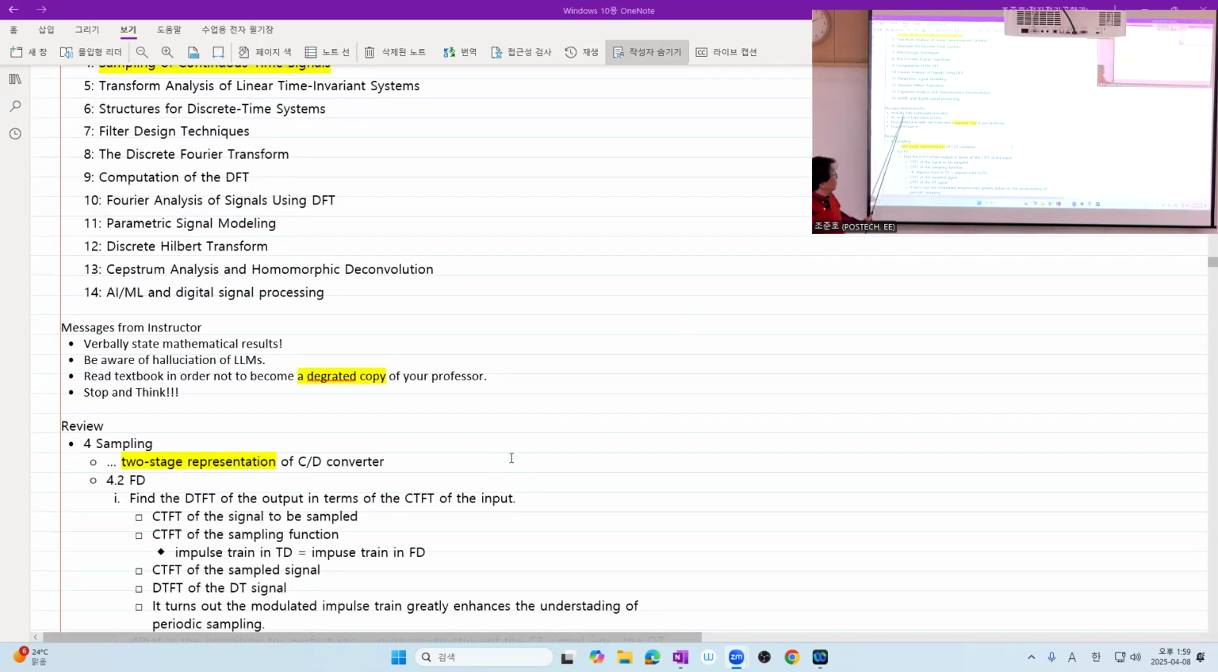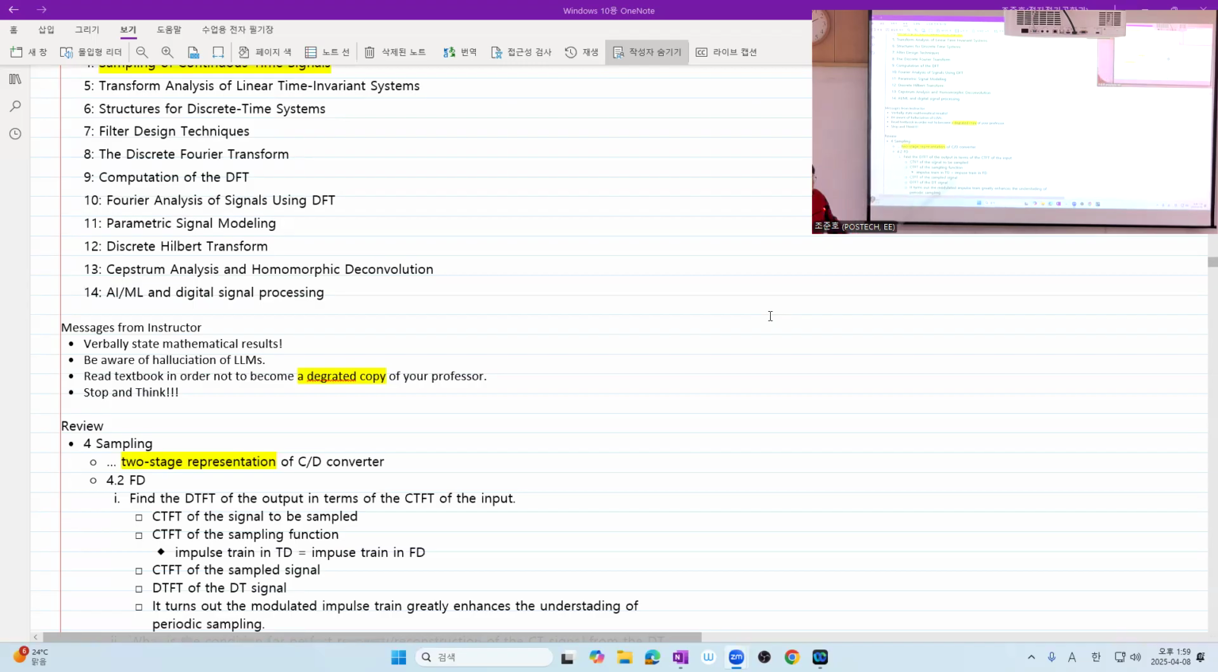First one was that whenever you see a mathematical formula, try to verbally express it. That may give you a new aspect and that will make it easy to remember the result. When you use LLMs these days, be careful about the hallucination because the LLMs may generate the exact opposite answer.